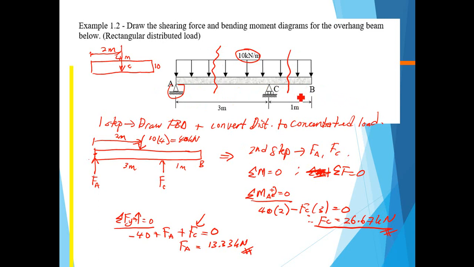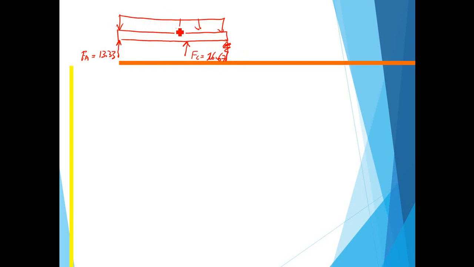Okay, so let me draw again, so that we can refer to the original problem. Okay, so FA we already calculated, which is equal to 13.33, and then we have FC, which is equal to 26.67, and then we have the distributed load, which is equal to 10 kilonewton per meter.